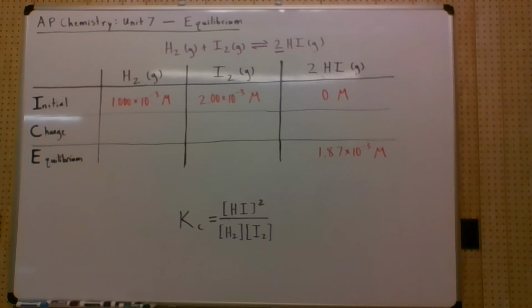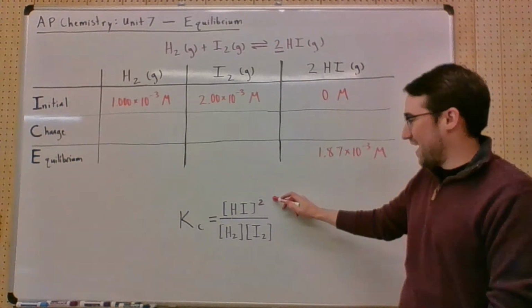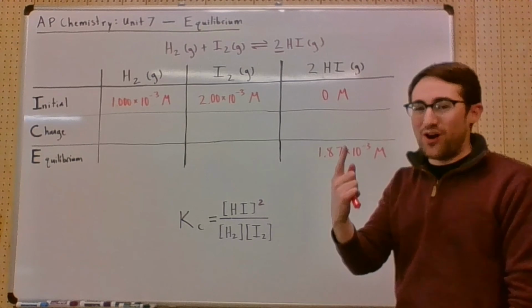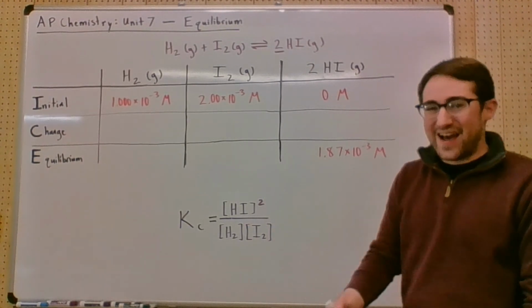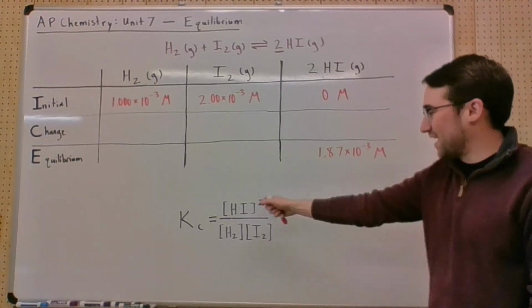I started with a concentration of about 1 times 10 to the negative 3 molar of H2 and 2 times 10 to the negative 3 molar concentration of I2, and again, nothing of HI, so 0 molar concentration of HI. Okay, so I can set up an equilibrium constant expression so I can calculate Kc, where I've got my products on top, reactants on bottom. My coefficient is going to be my exponent, and the coefficients of these are just 1, so I could put a little 1 in there, but I don't need to.